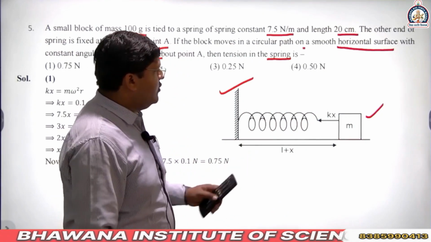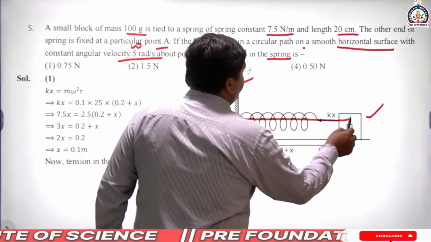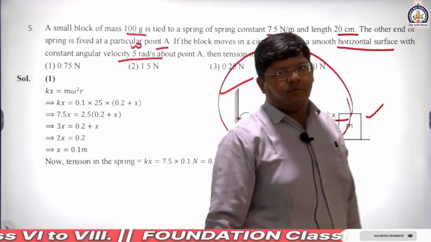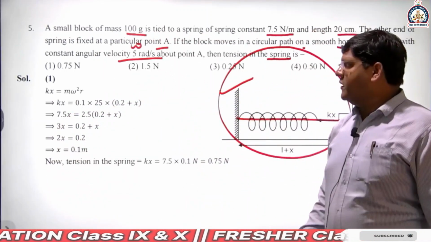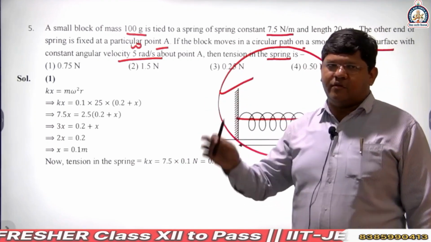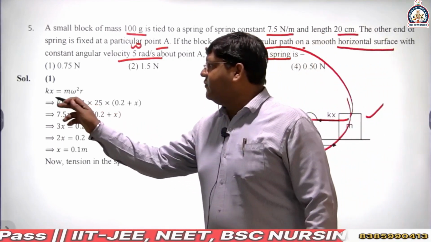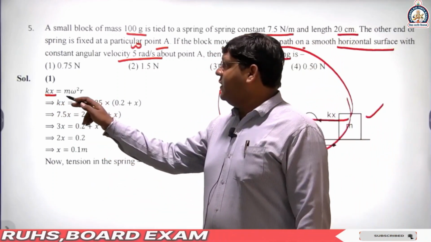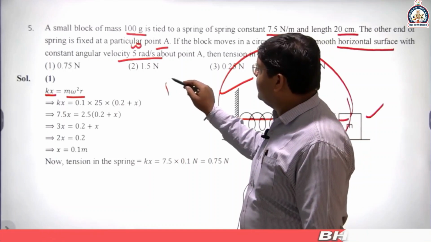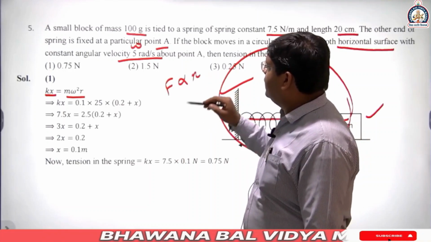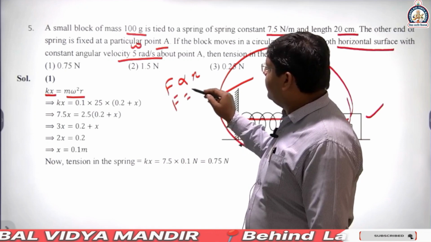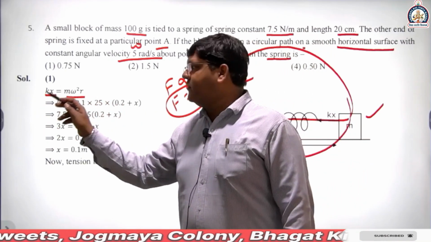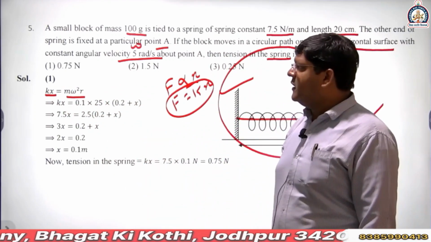Now, the question says this arrangement moves in a circular path. When any object moves in a circular path, we equate it to the forces of circular motion. So, we can write the spring force F is equal to kx, and that is equal to m omega square r, because we know the restoring force is proportional to displacement and F is equal to kx, where k is nothing but the spring constant.